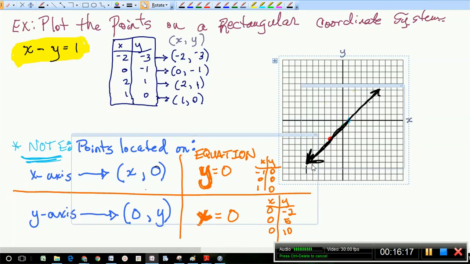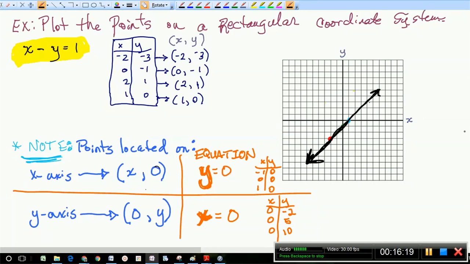You really only need 2 points to graph the line. But for the sake of being careful and checking ourselves, making sure everything's correct, normally I'll ask you to plot 3 points and then draw your line. It helps you check and make sure they're all lining up and not going in other directions. At the end of the line where there's one of the arrows, we would put the actual equation we were graphing. So this line in particular represents x minus y equal to 1.